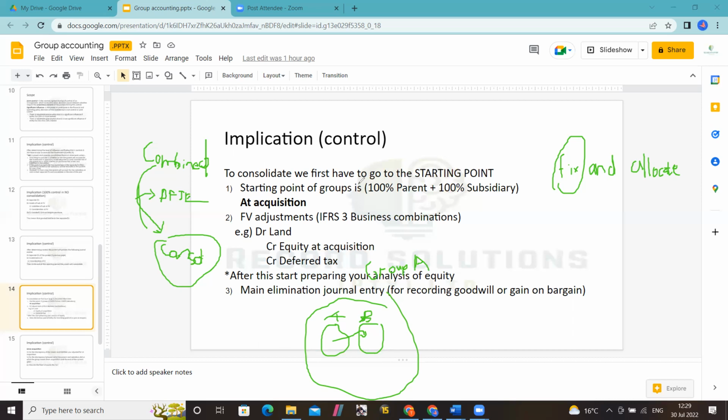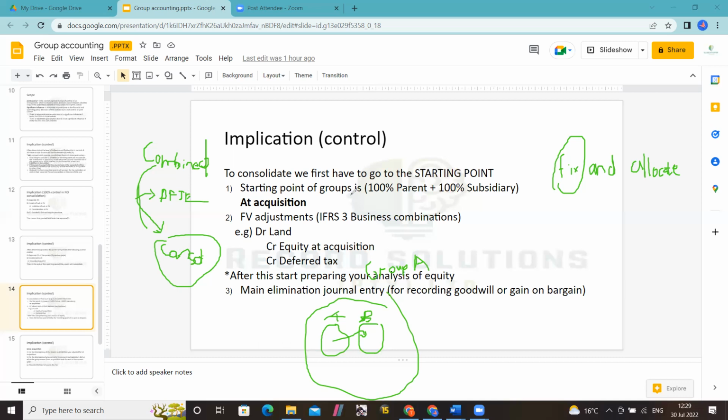When we consolidate, the first thing you're going to do, that's why they say the starting point, is add 100% of the subsidiary to the parent, right? And when I say 100%, I mean everything: assets, liabilities, all statements. You're just going to add everything, right?